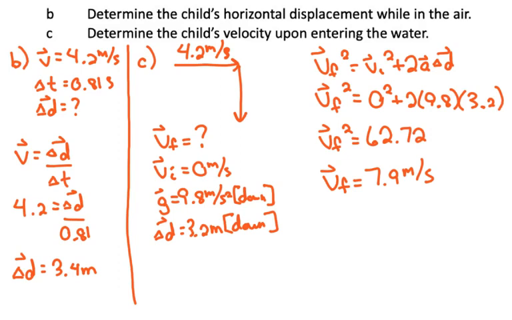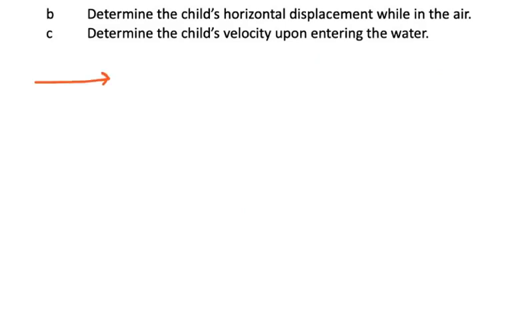I'm just going to clear off the page to finish this. Because we have the horizontal velocity of 4.2 meters per second and now the vertical velocity of 7.9, now we can find the child's overall velocity. So we have 4.2 meters per second horizontally. We now know 7.9 meters per second vertically. And we want the velocity in that direction.